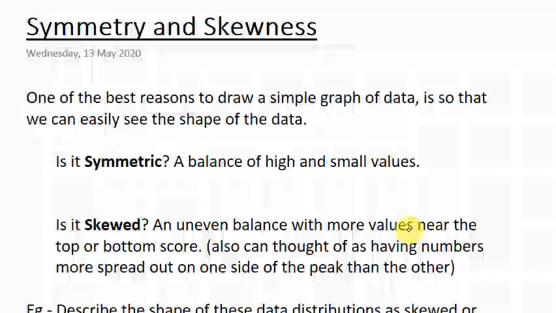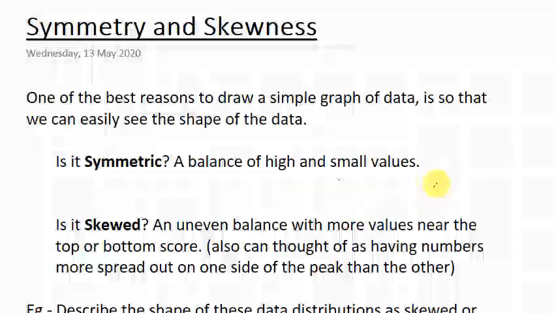So we come to shape, or in this case mostly just looking at symmetry and comparing that with skewness. One of the best reasons that we'll draw out one of these simple graphs, a dot plot, a stem and leaf, a little histogram, is so that we can easily see the shape of our data. And the things we want to look for is, is it symmetric? Are the extremely high and extremely small values in similar numbers? And is the middle kind of near the middle?